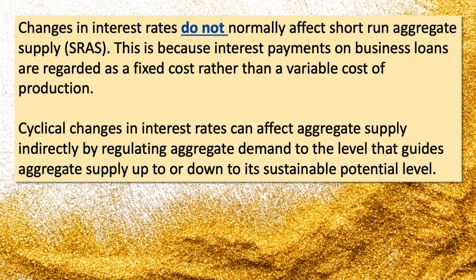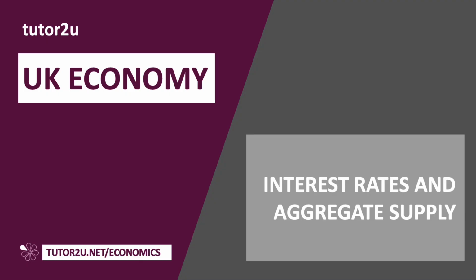However, cyclical changes in interest rates can affect aggregate supply indirectly by controlling the growth of aggregate demand, perhaps to a level near the output gap level, potential output, that guides aggregate supply up or down to its sustainable potential level. So there we go. Hopefully this explains how indirectly interest rates could affect aggregate supply.